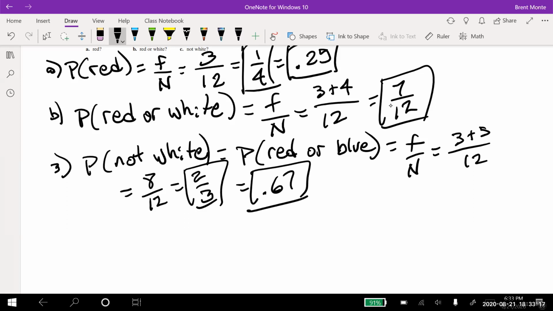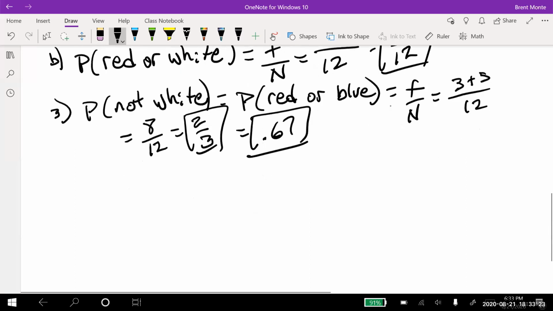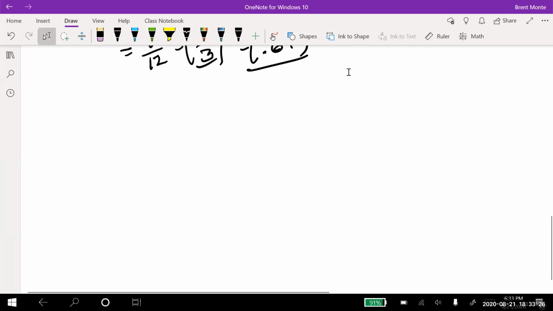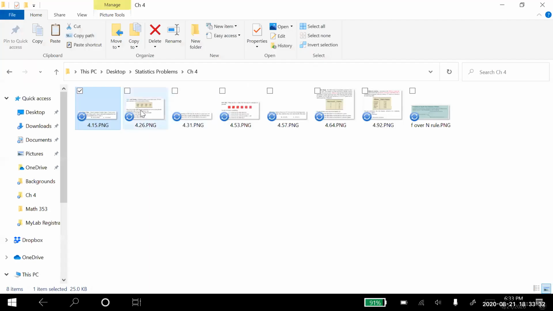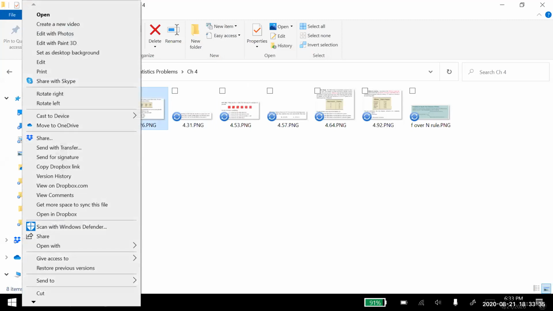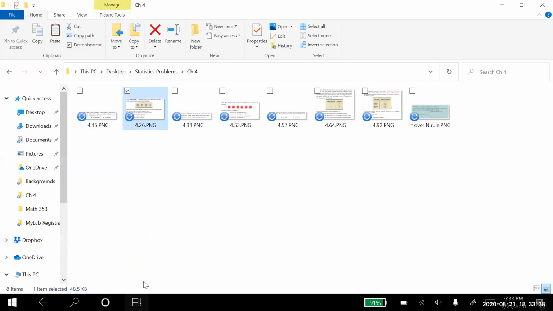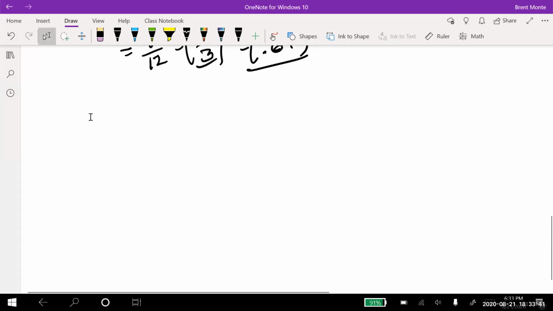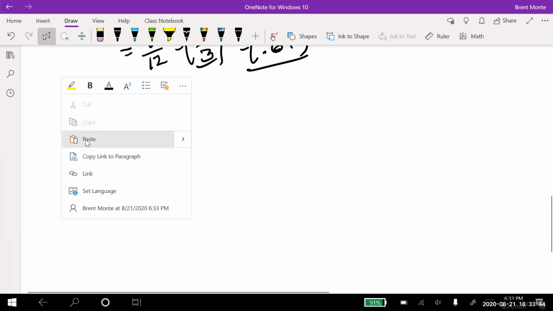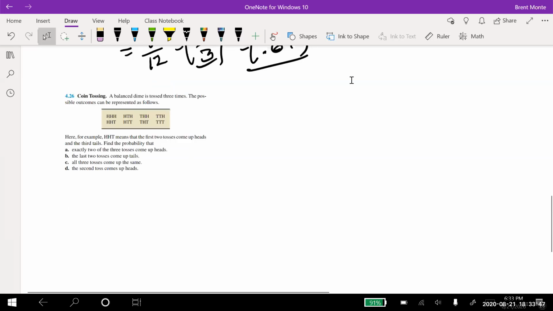And so it's pretty easy. It's very straightforward. But let's do a couple more examples to make sure that this is really sinking in. We've got a good idea of what's going on. So let's jump in. We're going to pull out 426 as our next problem. There it is. All right, we'll paste that in here. Coin tossing. A balanced dime is tossed 3 times. The possible outcomes can be represented as follows. Here, for example, HHT means the first 2 tosses came up heads and the third tails. Find the probability that, and then they ask us a few questions.